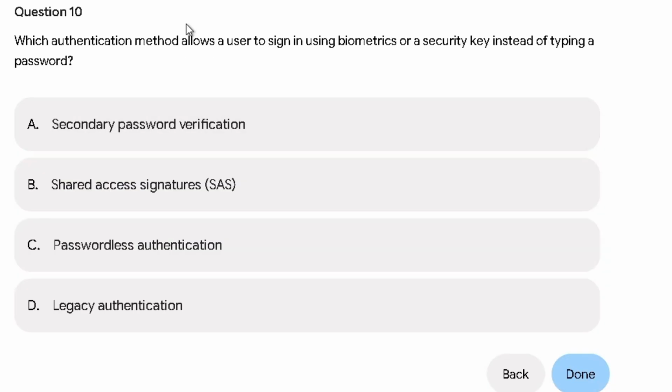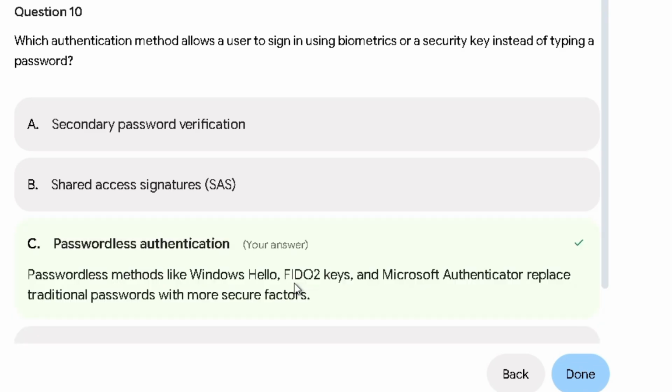Next. Which authentication method allows users to sign in using biometrics or a security key instead of typing a password? So, okay, I don't want to type a password, that's what they're saying, but I can use biometrics or a security key for this. So remember, when I replace my password with something different, I'm usually talking about passwordless authentication. So the correct answer is passwordless authentication, but we also have shared access signature, SAS, and secondary password verification, which would be some sort of multi-factor. And legacy authentication, this is not legacy authentication because it's no authentication, so passwordless authentication is the key.